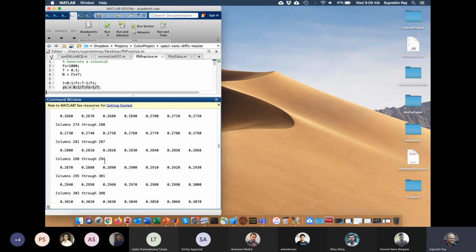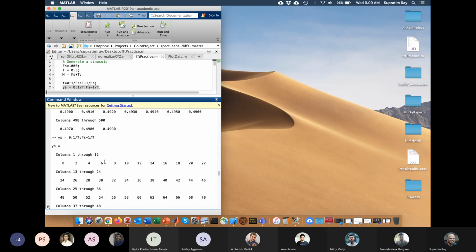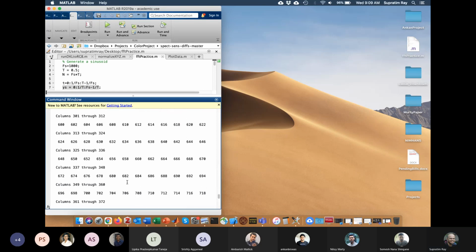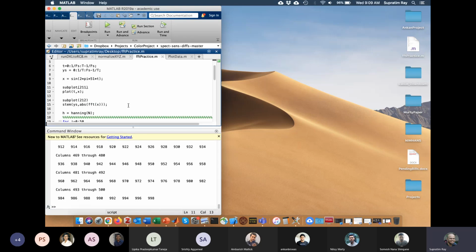I'm sorry, this is time, and this is frequency. First value is 0, then it's 2, then it's 4, and so on. Okay, so this is straightforward. Let me look at a sinusoid at 50 hertz.